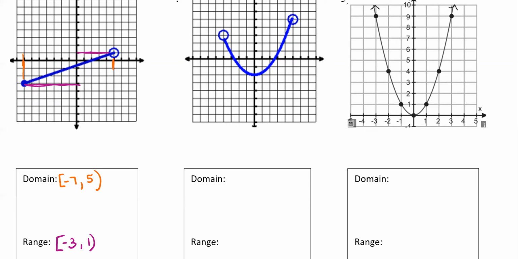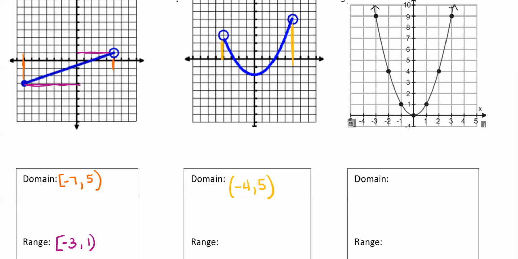All right, let's look at the next picture. Your domain are your x values. So we're going from here to here. Domain are like your walls. So we're going from -4 to 5. They're both parentheses because they're both open circles.